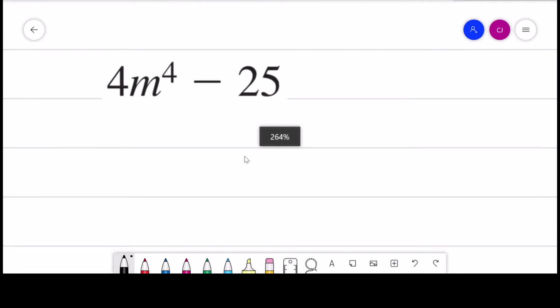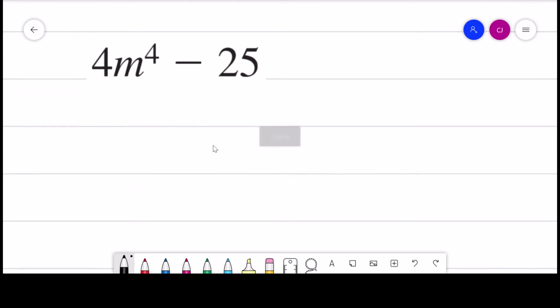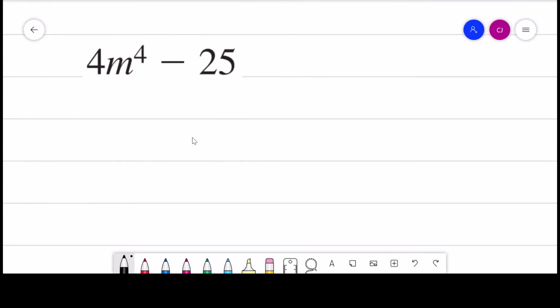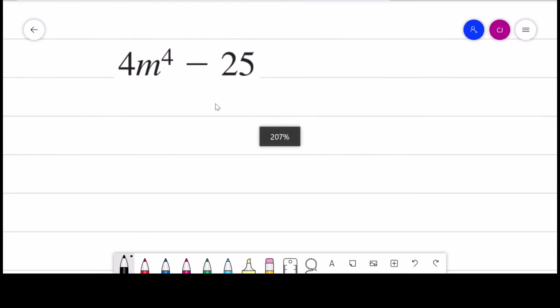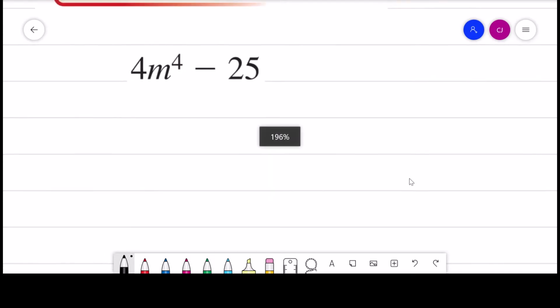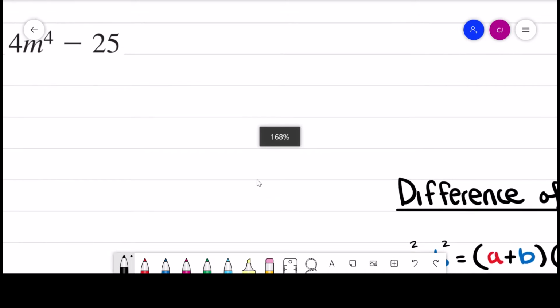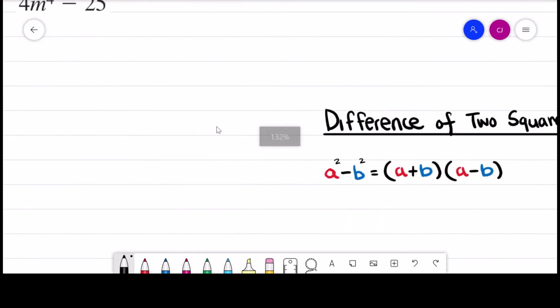So this polynomial is another example that's a little ambiguous. It's not straightforward. We can't really see if it falls in line with the difference of two squares factoring pattern. We're going to have to do some rewriting, so I'll show you how I went through that process. I want to try to get 4m to the fourth minus 25. I want to match it up as best as I can to the difference of two squares factoring pattern.